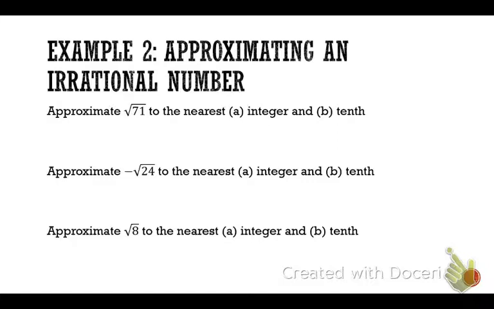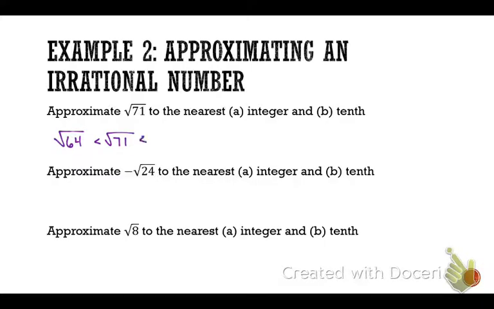So what I need to do is look at 71 and say, what is the next closest perfect square that is less than 71? 8. The perfect square, though. What's 8 times 8? 64. So 64 is just less than 71. So here's how you're going to write it. You're going to say the square root of 64, because we're saying 64 is pretty close to 71, is less than the square root of 71.